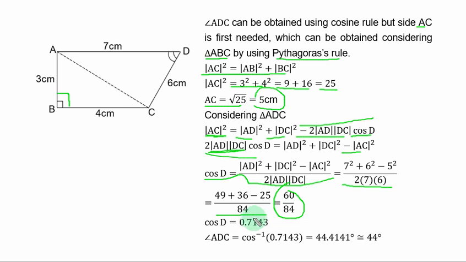When you divide, you have 0.743. To get angle D, which is angle ADC, you take the inverse of cosine of this value, and that is what you have here. If you share the inverse of cosine, you have 44.4141 degrees. To the nearest degree, you have 44 degrees.